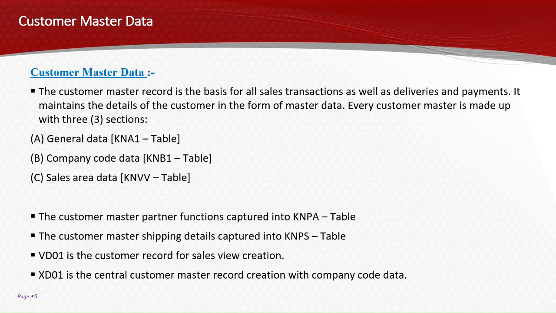There are other tables also. For partner function, you can use the KNVP table where you can see the partner functions of the customer. If you want to see the shipping details, you can use the KNPS table. To create the customer master data, you can use the T-code XD01. By using XD01, you can create the customer. By using T-code VD01, you can create the customer record for sales view creation.